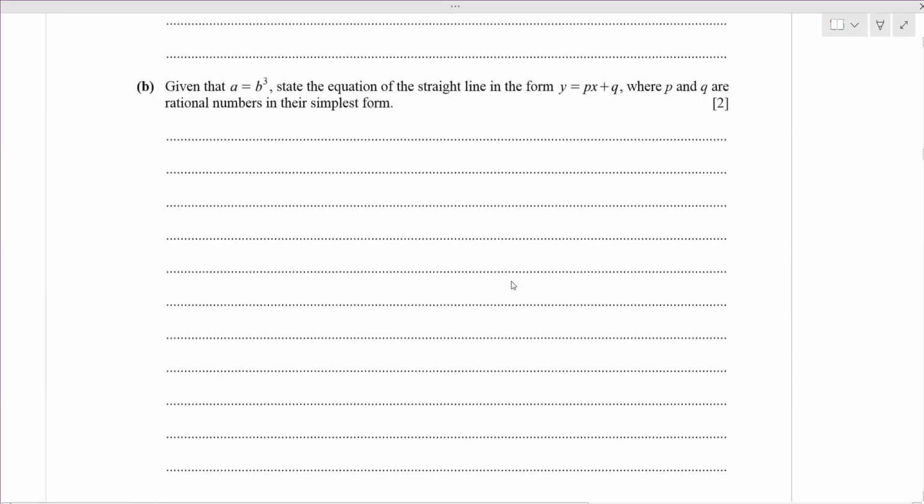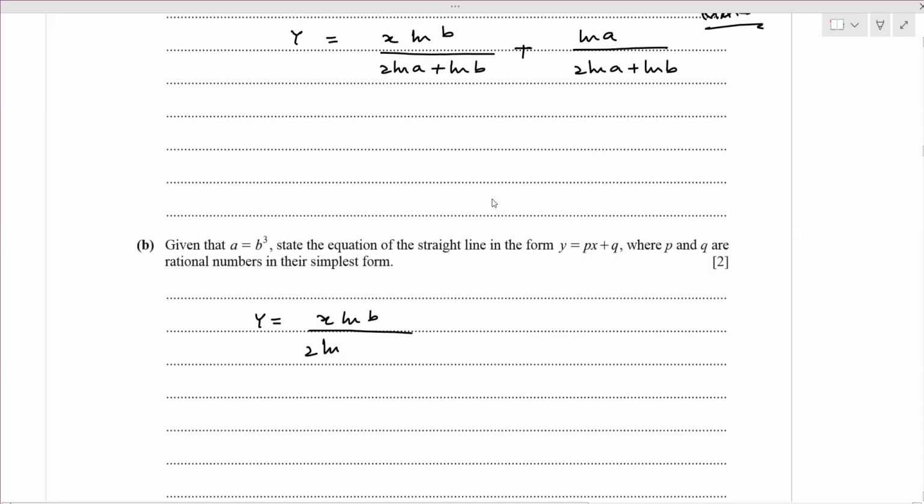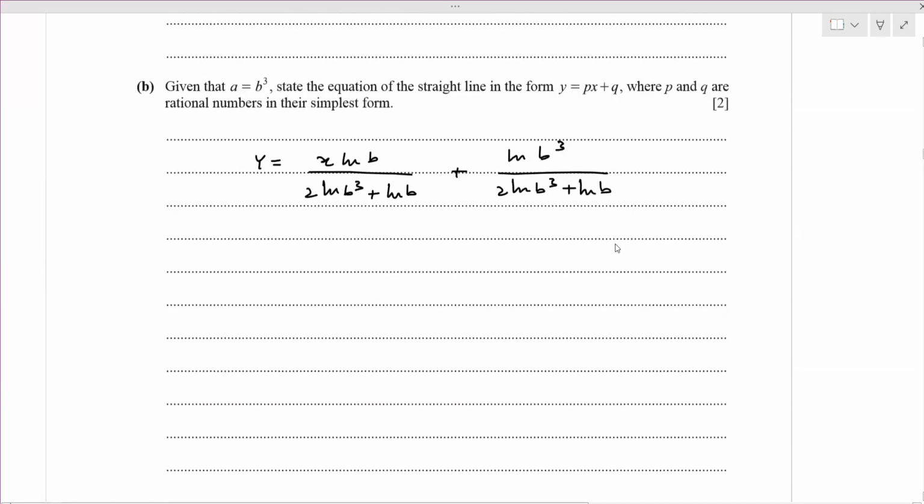Now, given that a is equal to b cube, state the equation of the straight line in the form y equals px plus q. Replace a with b cube and find the straight line equation. So what did we have previously? y equals x ln b divided by (2 ln a plus ln b), plus ln a divided by (2 ln a plus ln b). In place of a, I am now writing b cube. Wherever a was, b cube is put.